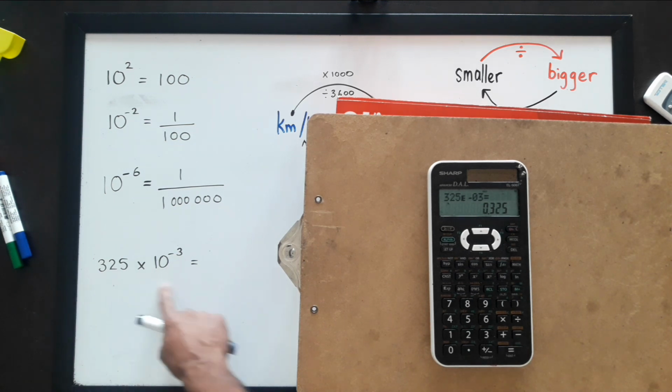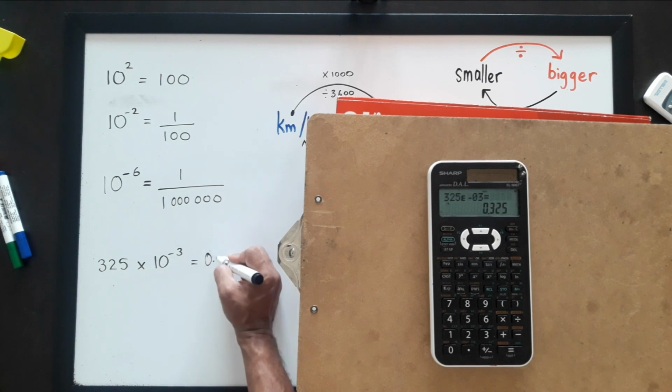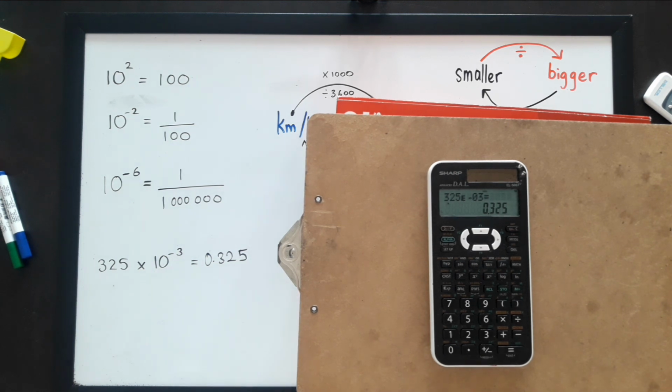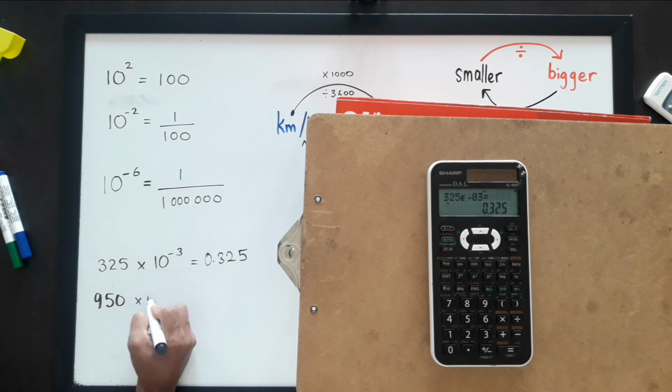0.325. So this is the same thing as 0.325. Easy enough? Let's try the next one. Let's say you had 950 multiplied by 10 to the power minus 6.